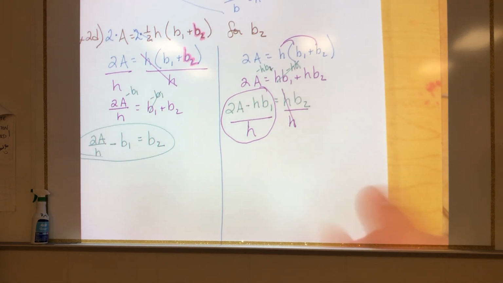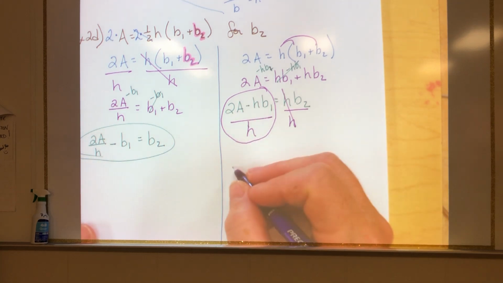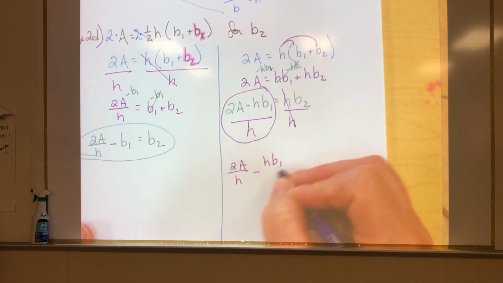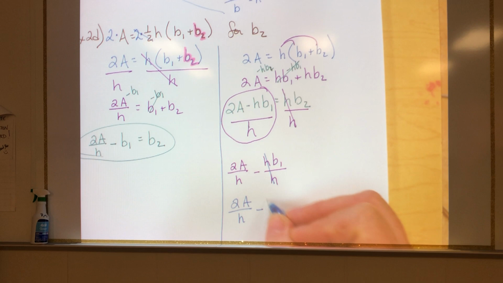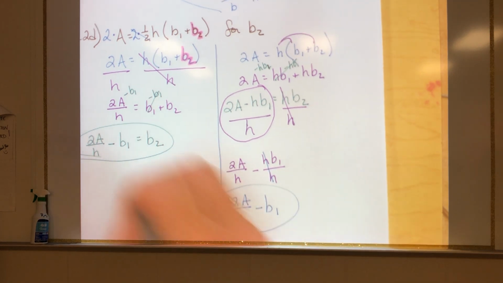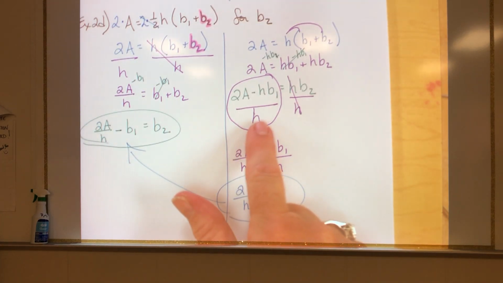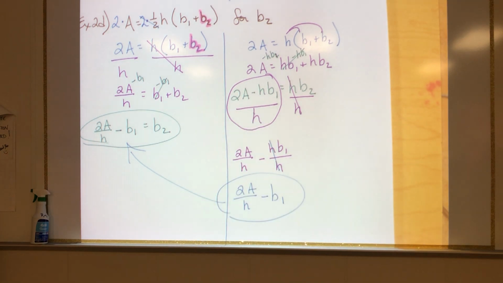Now, watch this. Could I separate this numerator? Yes. Watch what happens when I separate it. 2A over H minus HB1 over H. Now what happens to them? And then you're left with 2A over H minus B sub 1, which is the same thing as that right there. Okay? But y'all, there's nothing wrong with this guy right here. If you multiplied through and you did it like that, it's perfectly fine. Nothing wrong with it. All right, anybody got a question? Is everybody okay so far?